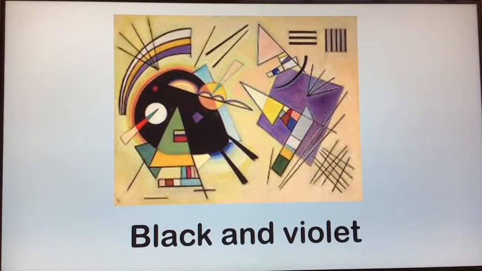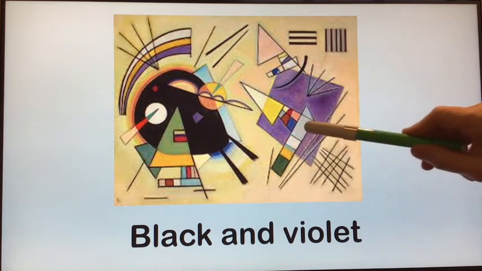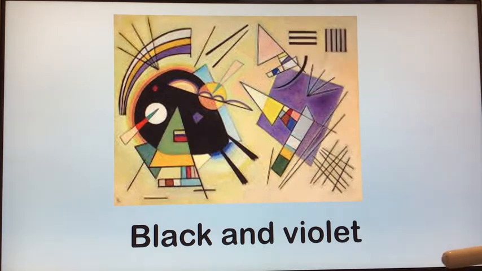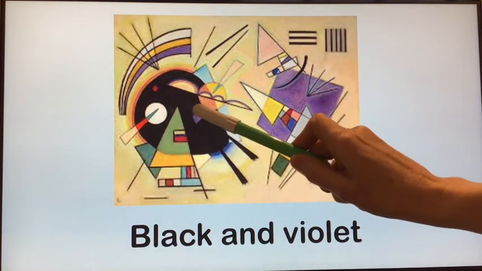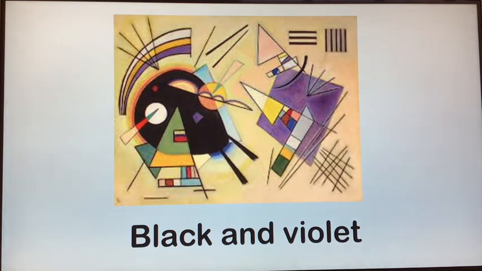This artwork by Kandinsky is called Black and Violet, and I think if you look carefully, I'm beginning to see objects in here. To my mind, but I might be wrong, these look like boats, and this almost looks like a face. It reminds me a little bit of the Picasso faces that you collaged and drew right at the beginning of the autumn term.